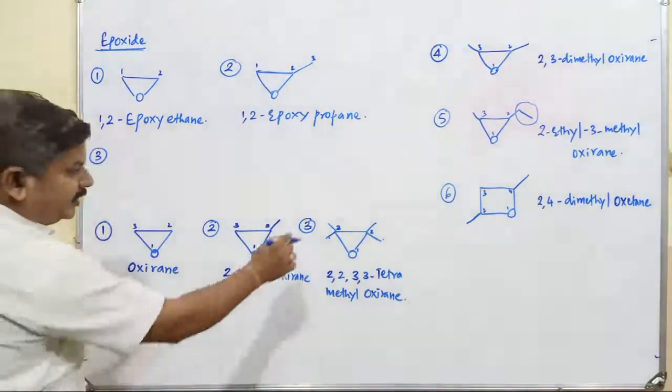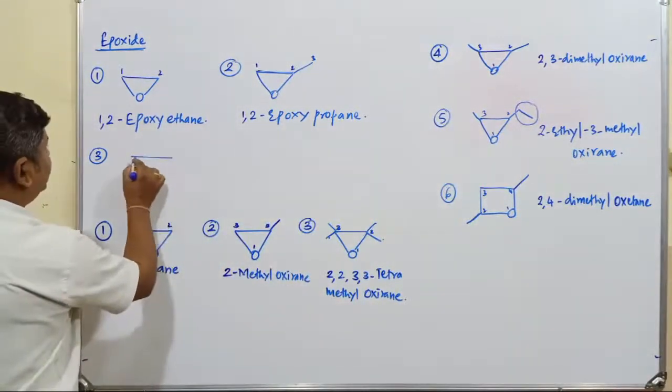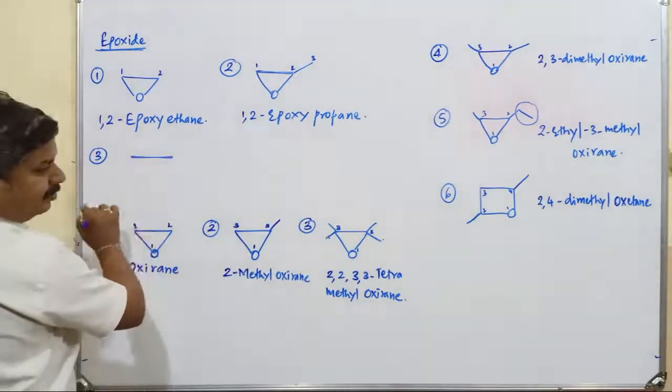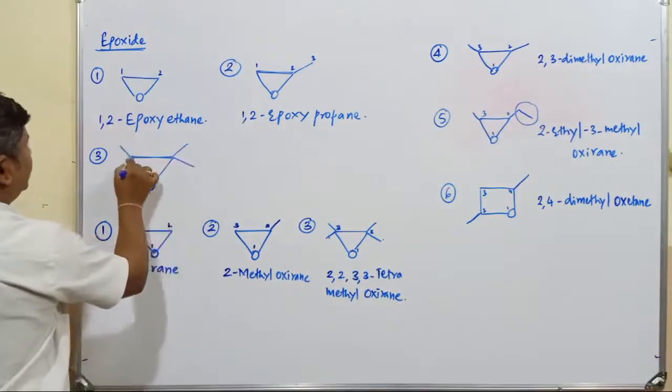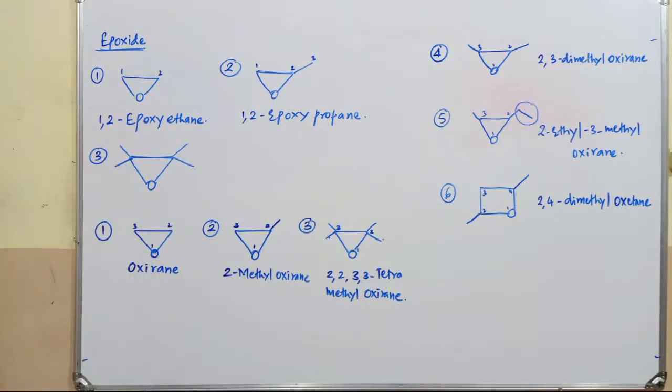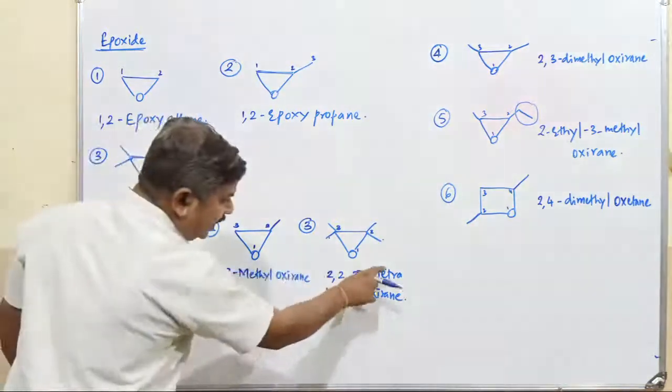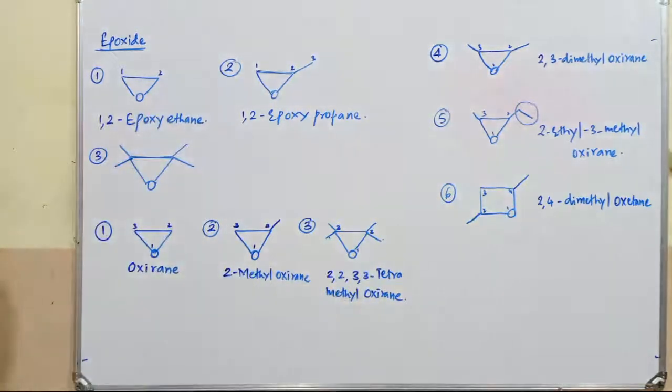Next compound, the same compound I will consider here. This is a CH bond. This is oxygen. How to write the same compound? It is named as 2,2,3,3 tetramethyl oxirane compound.